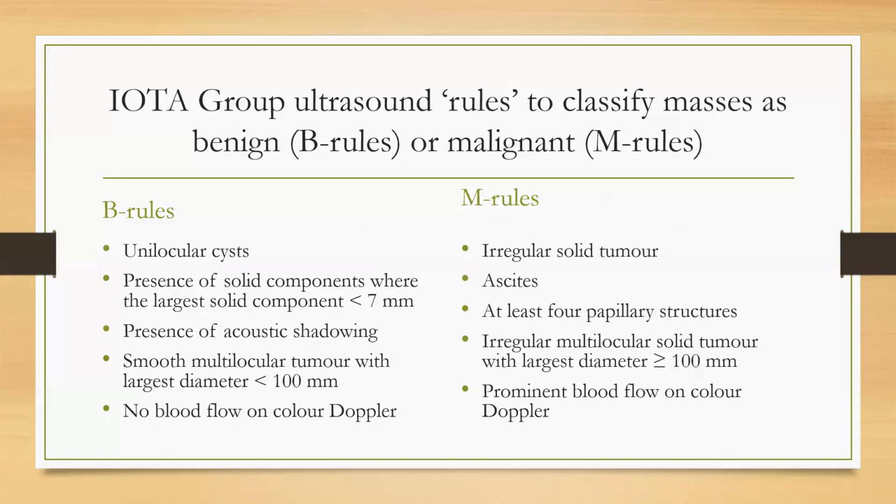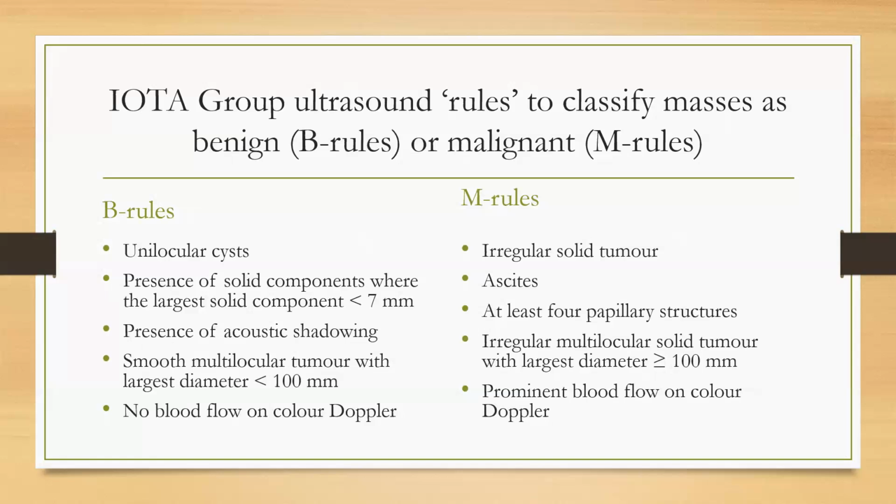So what are these B rules and M rules? B rules: unilocular cyst; presence of solid components where the largest solid component is less than 7 mm. I have mentioned that if it is 7 mm, it is an M rule; less than 7 is a B rule. Presence of acoustic shadowing; smooth multilocular tumor with the largest diameter less than 100 mm. If it is equal to 100 mm or more than 100, it is an M rule. No blood flow on color Doppler.